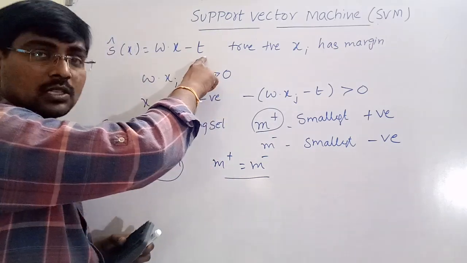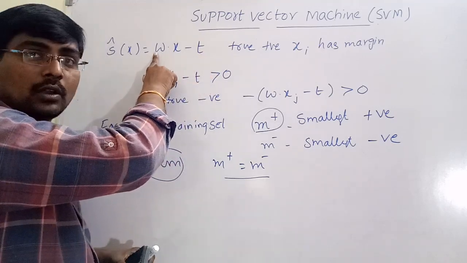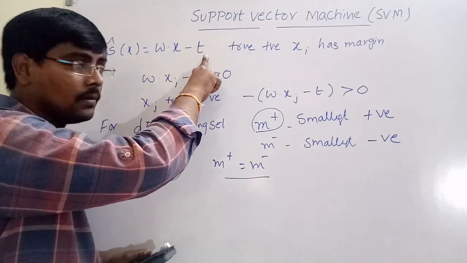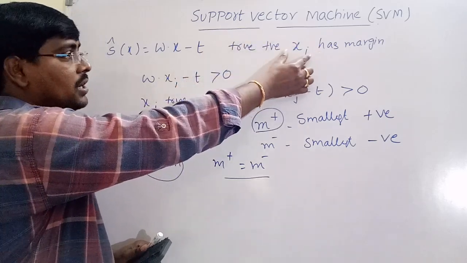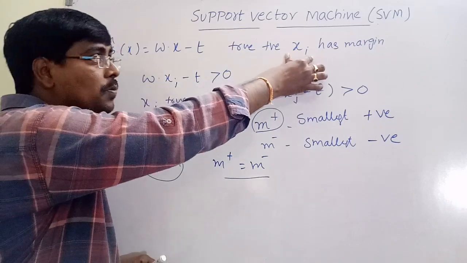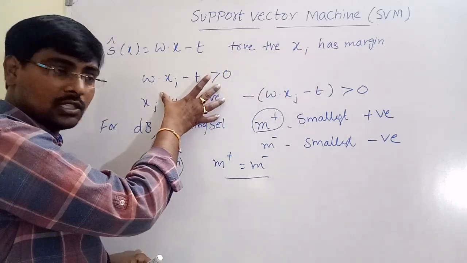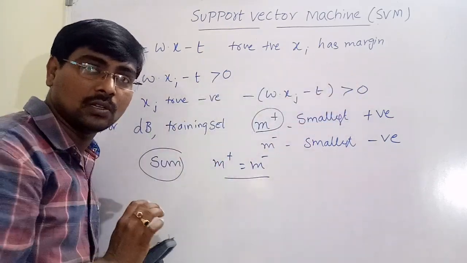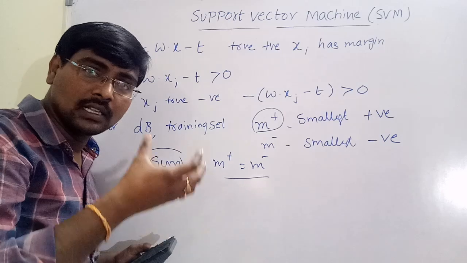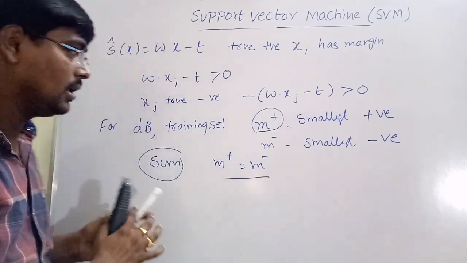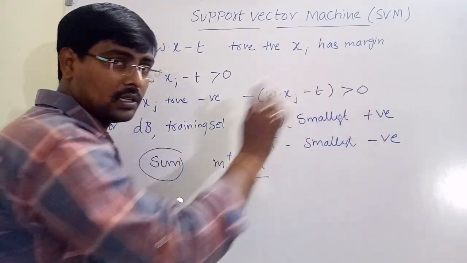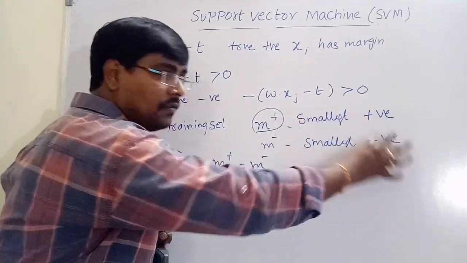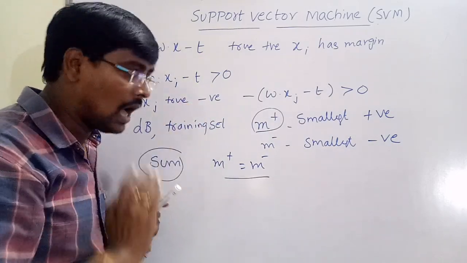We already discussed this in the perceptron, so you are using a weight vector. For a particular instance, I am using the weight vector and the decision threshold t. Suppose for an instance xi, if it is a true positive, the margin value is greater than 0. If it is a true negative, the margin value is also greater than 0. For the given training set, m plus is the smallest margin of any positive, and m minus is the smallest margin of any negative.